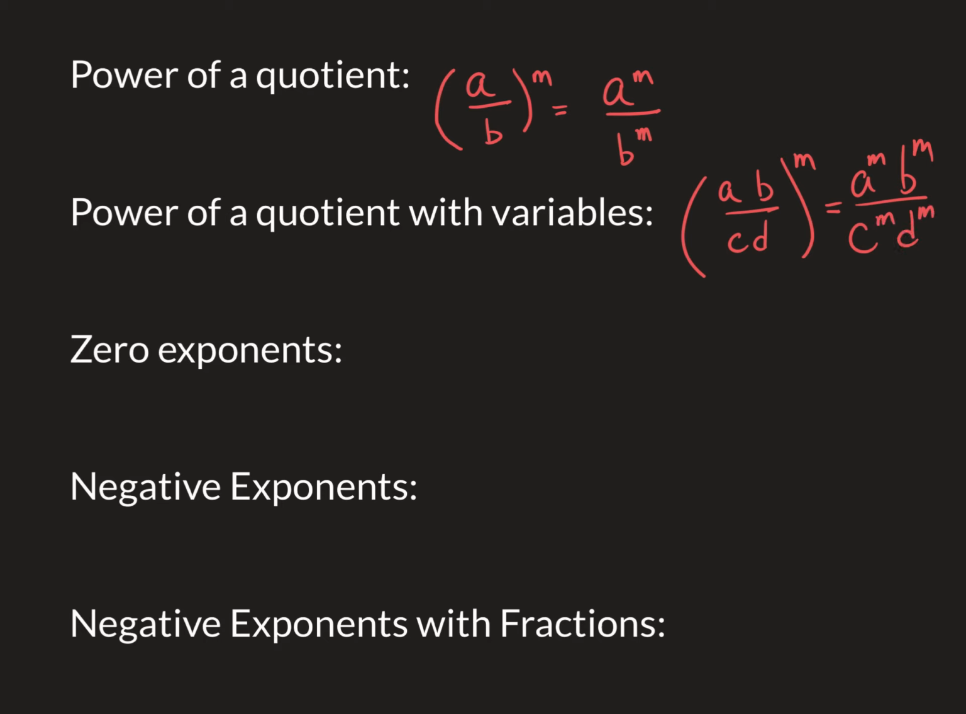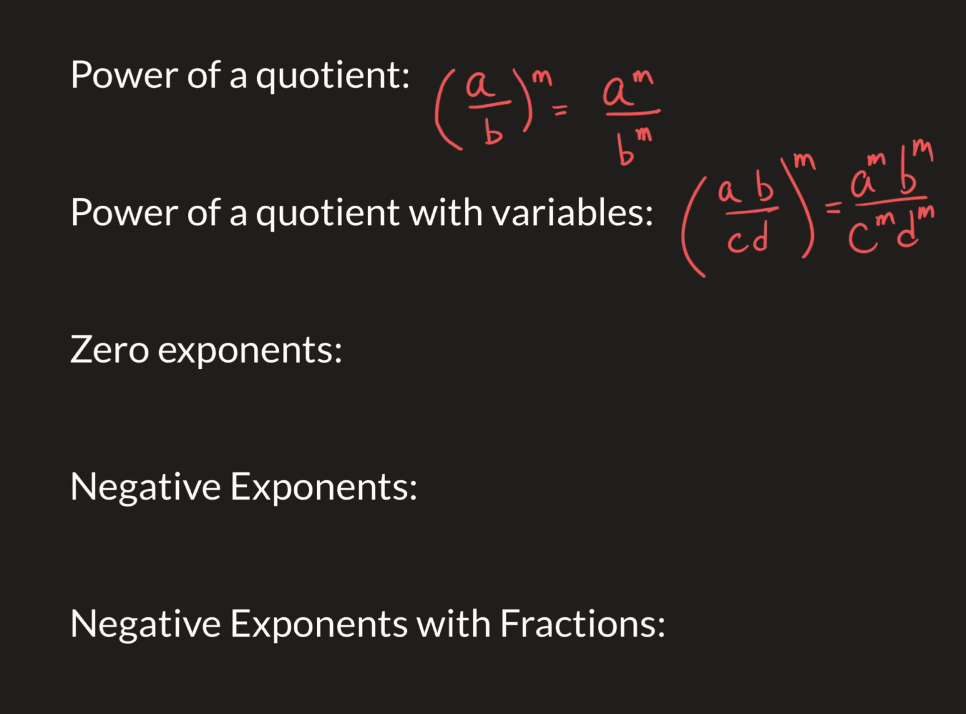And then remember, if you have exponents here, you multiply those exponents when you do that power of a quotient, because it's still power of a power also. So if you have a power here, you multiply this power times this. So that would be power of a power also.